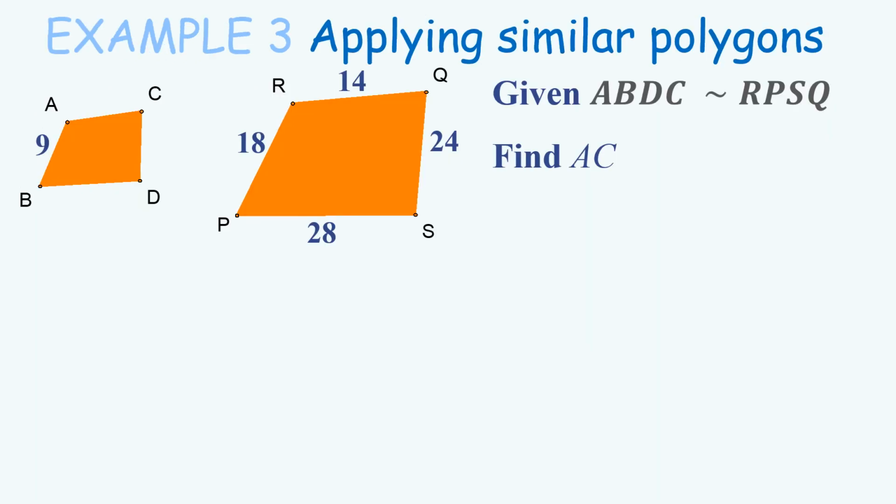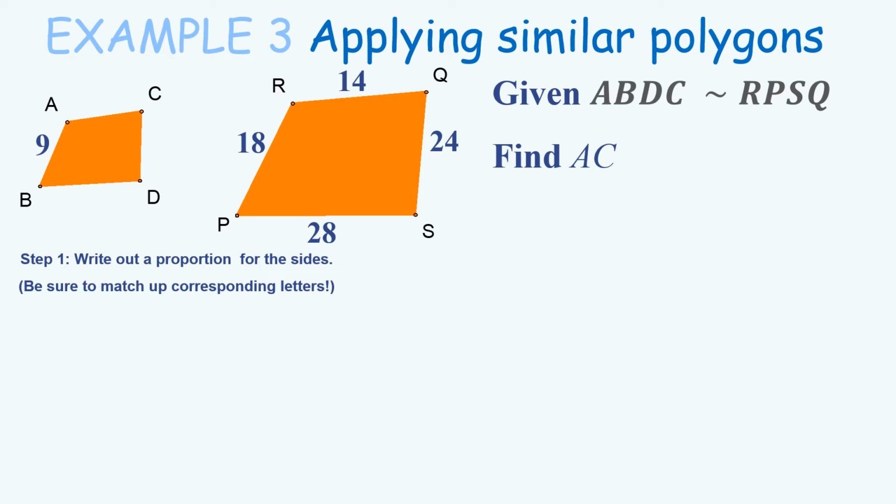Let's make a new example. We're going to apply similar polygons, and in this case we are given that the quadrilateral ABDC is similar to the quadrilateral RPSQ. What we need to do here is to find the length of the segment AC. So in step 1, we're going to write a proportion, and we're going to guarantee that the corresponding sides match.